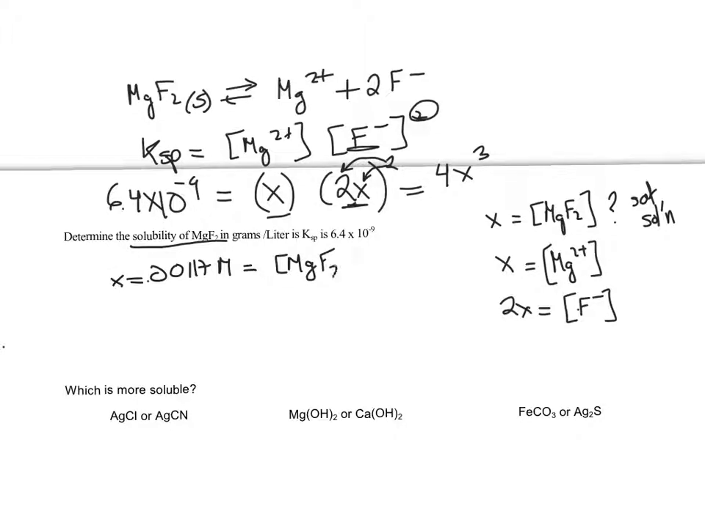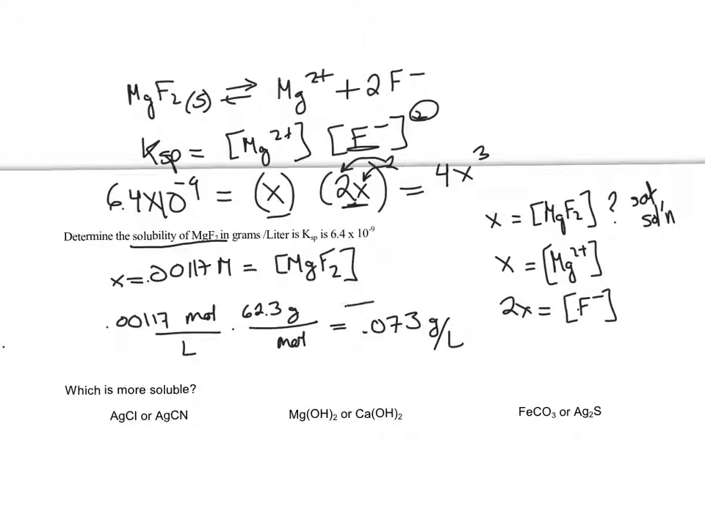However, they wanted it not in moles per liter, but in grams per liter, so that's pretty easy to do. 0.00117 molar means moles per liter. So I'll put moles on the bottom so it cancels, grams on top. Molar mass is 62.3 grams per mole. And so this gives me 0.0729. And actually, I should probably start doing sig figs. It's 0.073 grams per liter.